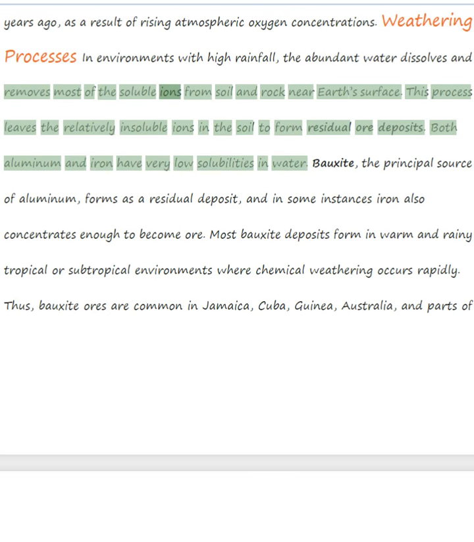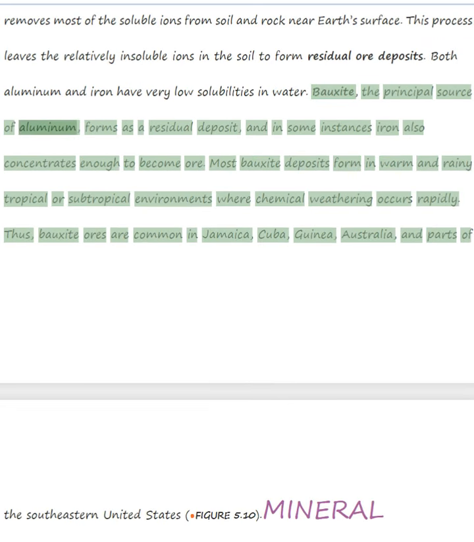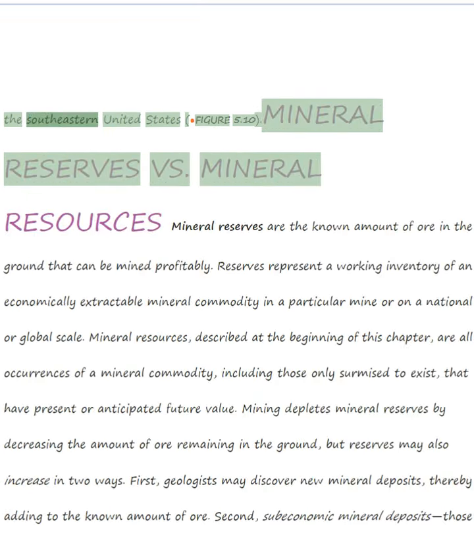removes most of the soluble ions from soil and rock near Earth's surface. This process leaves the relatively insoluble ions in the soil to form residual deposits. Both aluminum and iron have very low solubilities in water. Bauxite, the principal source of aluminum, forms as a residual deposit, and in some instances iron also concentrates enough to become ore. Most bauxite deposits form in warm and rainy tropical or subtropical environments where chemical weathering occurs rapidly. Thus, bauxite ores are common in Jamaica, Cuba, Guinea, Australia, and parts of the southeastern United States.